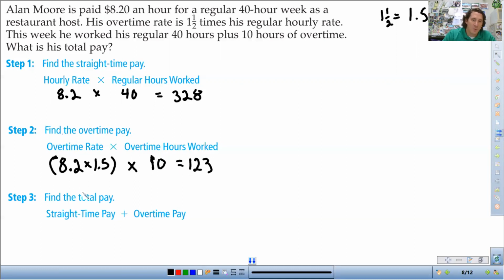And then the total he worked: the straight time pay, 328, plus his overtime pay, 123. 328 plus 123 is equal to 451. So he earned a total of $451.